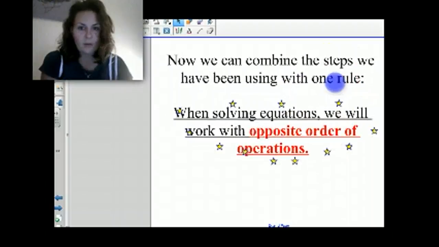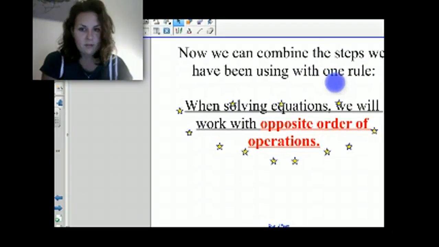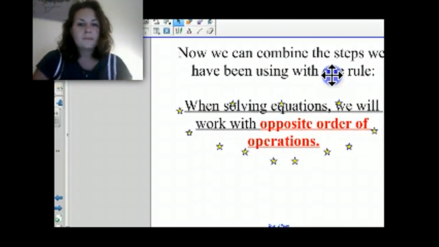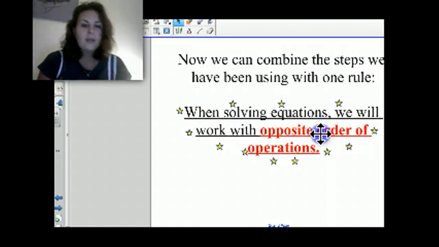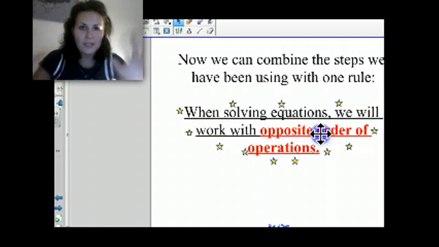Alright, so what we're doing. We're going to combine our steps, okay? And we're going to solve multi-step equations, okay? The trick here is because we are solving an equation, right?